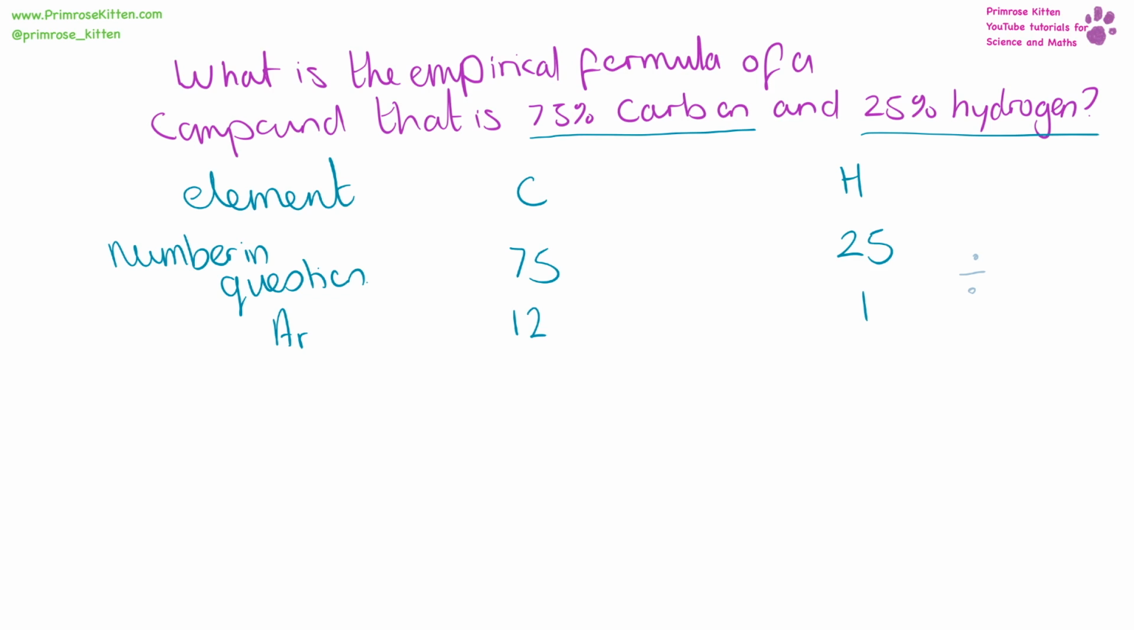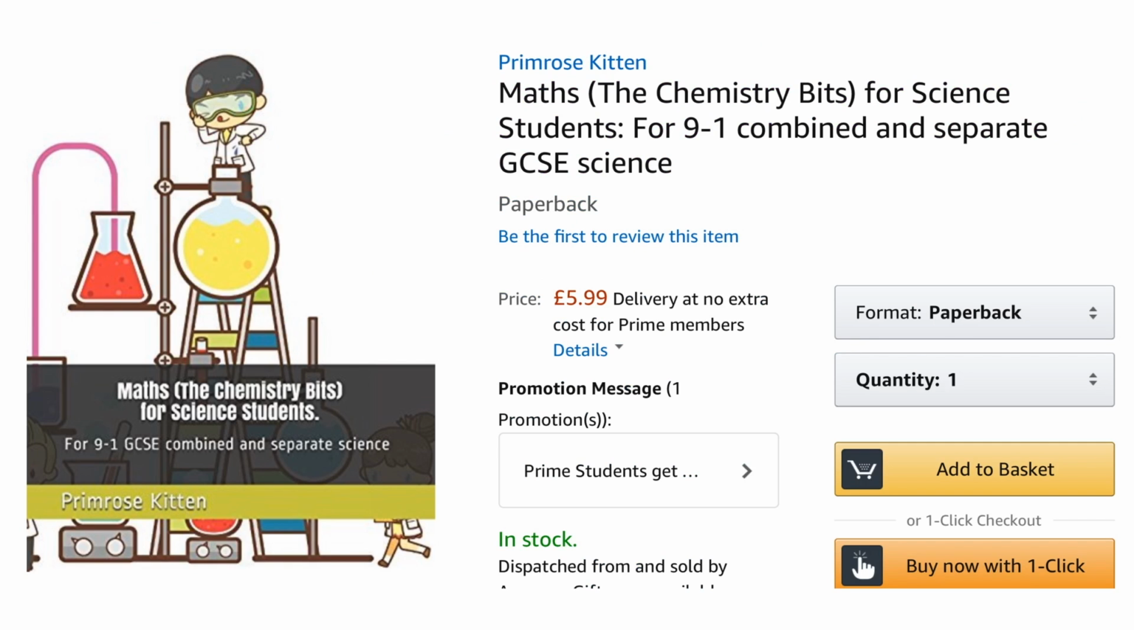So 75 divided by 12 is 6.25. 25 divided by 1 is 25. You then need to divide both of these by the smallest number. 6.25 is smaller than 25, so we need to divide both of these by 6.25. 6.25 divided by 6.25 gives us 1. 25 divided by 6.25 gives us 4, meaning there is 1 carbon to every 4 hydrogens, and that is the empirical formula. There is loads and loads of maths in this.